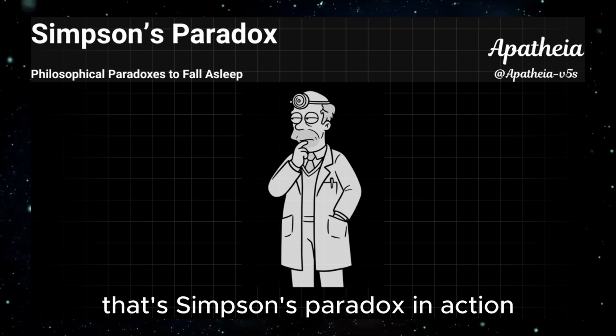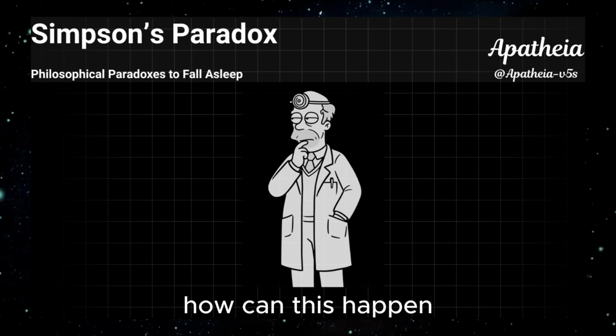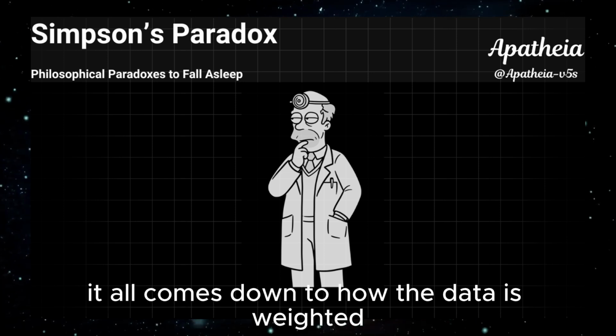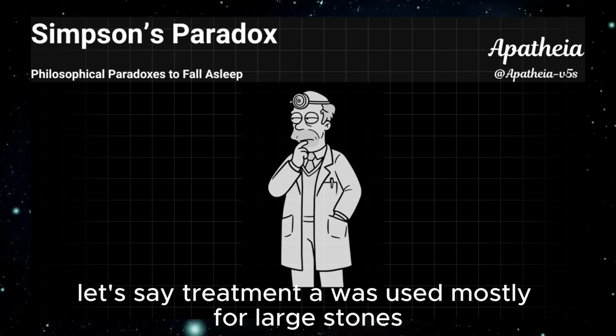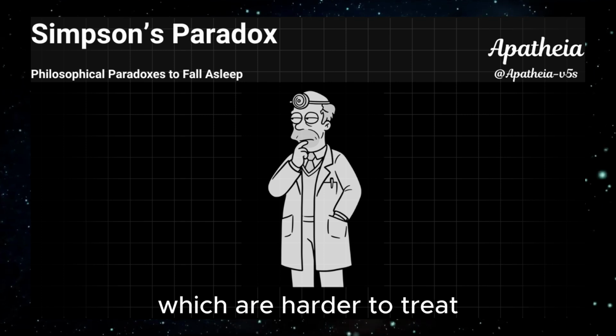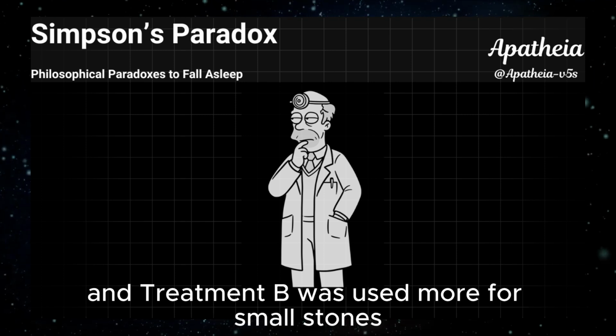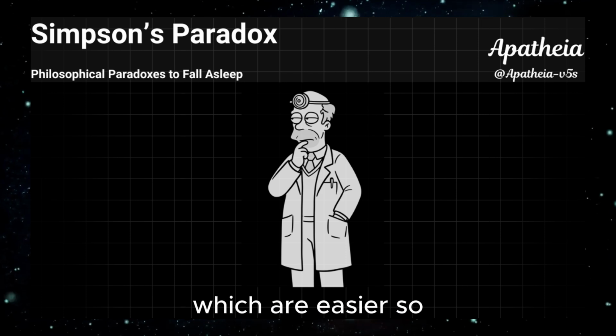That's Simpson's Paradox in action. How can this happen? It all comes down to how the data is weighted, how many cases fall into each category. Let's say treatment A was used mostly for large stones, which are harder to treat, and treatment B was used more for small stones, which are easier.